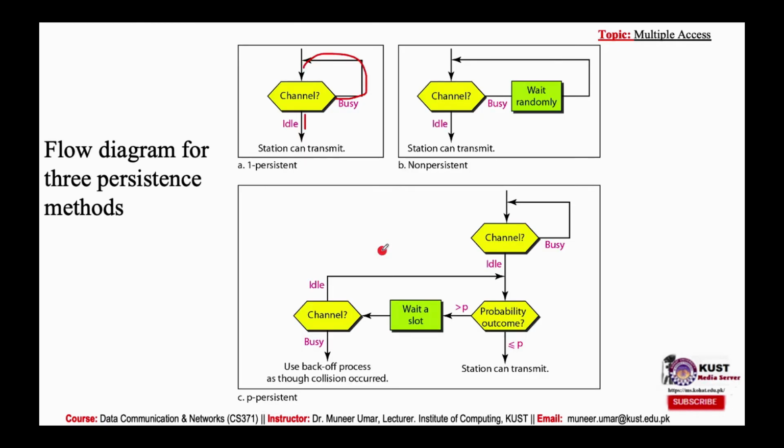If you look into the flow diagram, here we have one additional component. If the channel is busy, then the station must wait for a random period of time and then senses the channel again. And if the channel is idle, then it must transmit its data.